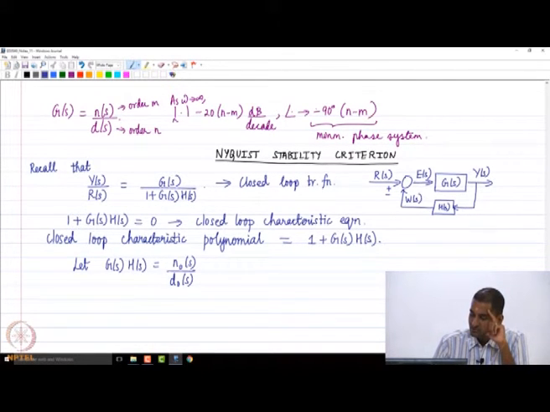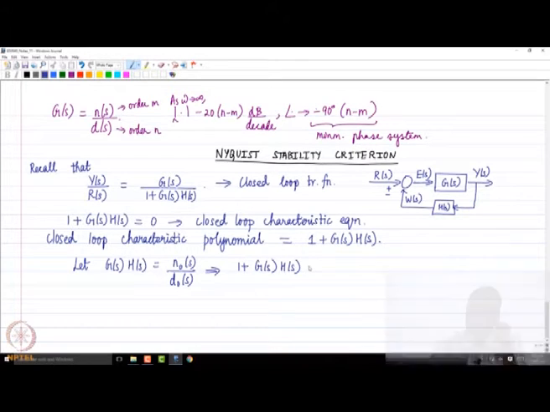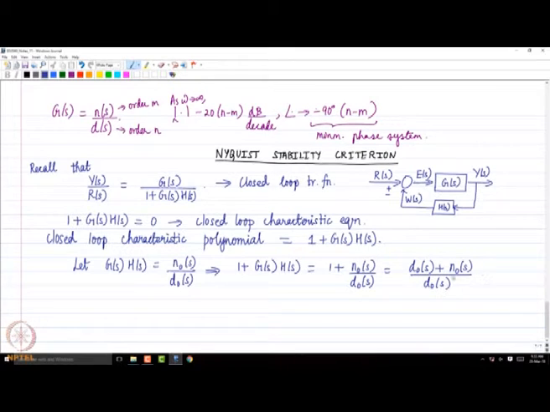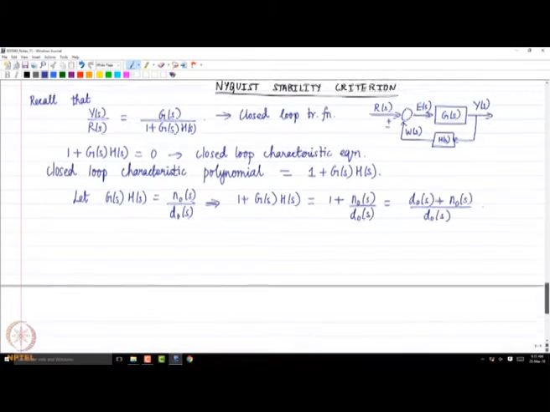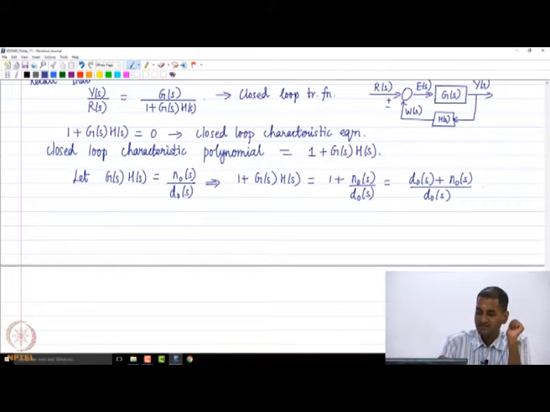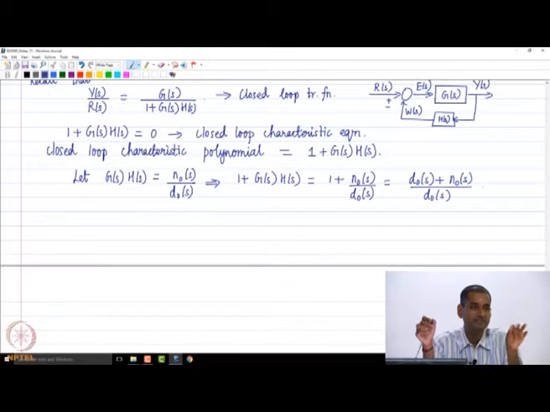Okay. So, this implies that 1 plus G of s H of s is going to be equal to 1 plus NO of s divided by DO of s, which is nothing but DO of s plus NO of s, divided by DO of s. Okay. So, we will see why I am doing all these things, because I want to set some terminology in order before we go further.